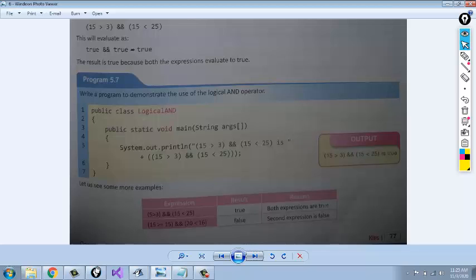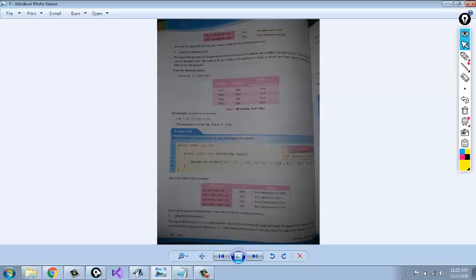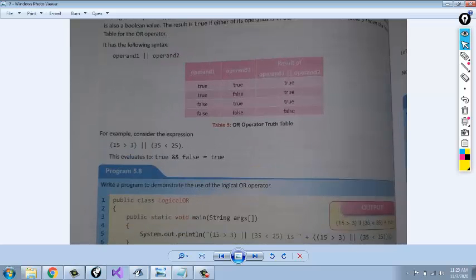The same example is written here. Then we can go to the next, logical OR operator. We have learned the logical AND operator now. For the logical OR operator, the syntax is like this: operand 1, logical OR operator, operand 2. See here, the result of the logical OR operator is different from the logical AND operator.